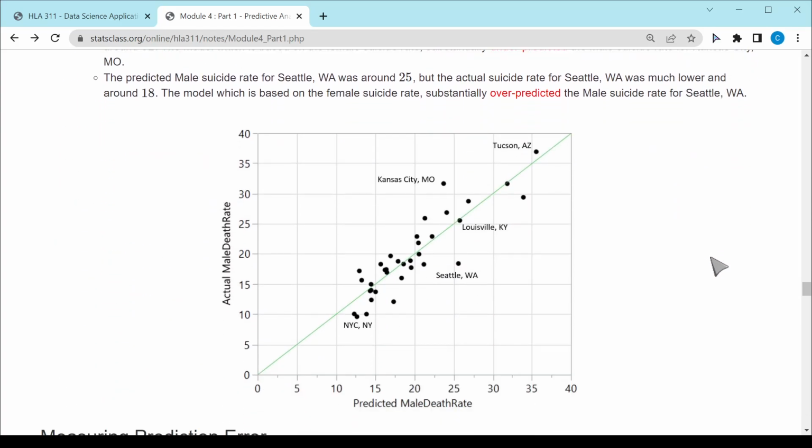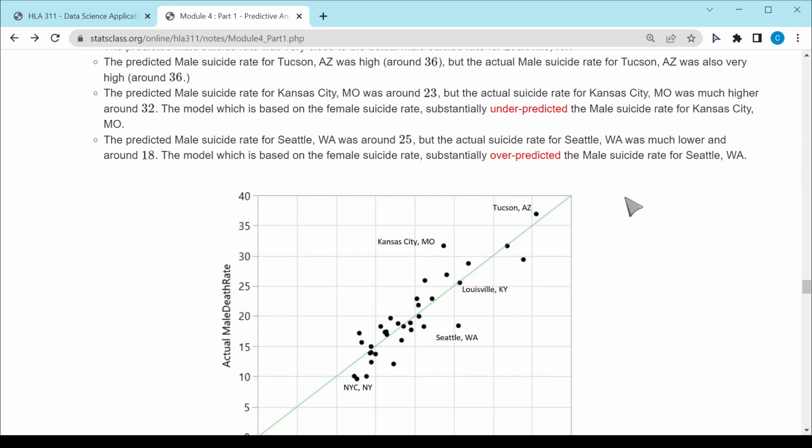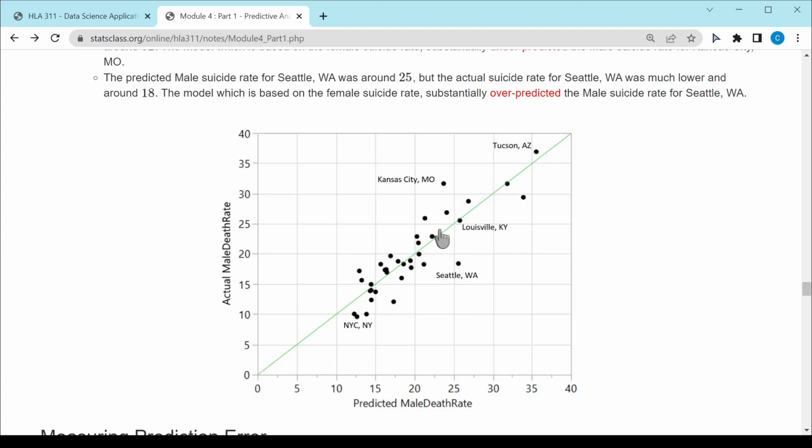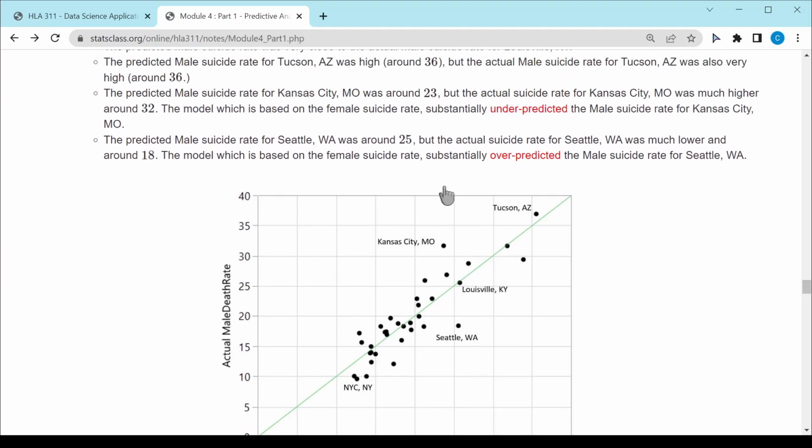Here I've identified a set of cities on this plot. The one that was off here a ways was Kansas City, Missouri. I highlighted that one above. So for Kansas City, Missouri, I'm going to have an under prediction here, right? I'm going to predict it to be about, what is that, about 24 or so? Okay, but the actual is at about 34. Oh, not 32 or so. So I certainly under predicted for Kansas City, Missouri. On the other hand, for Seattle, Washington, I over predicted.